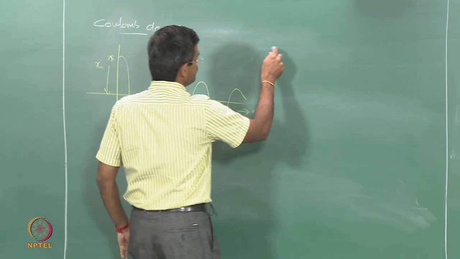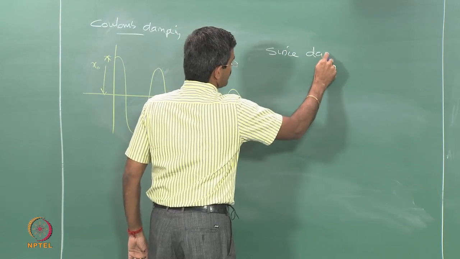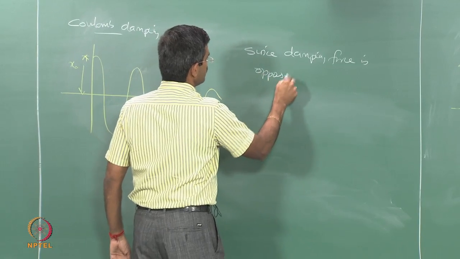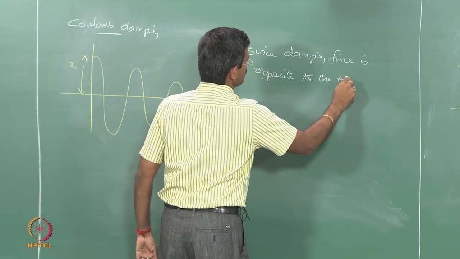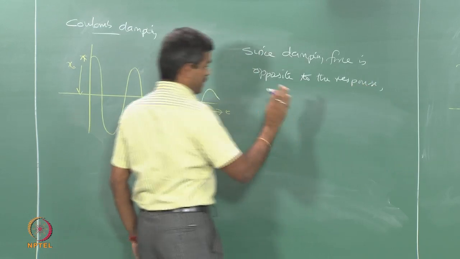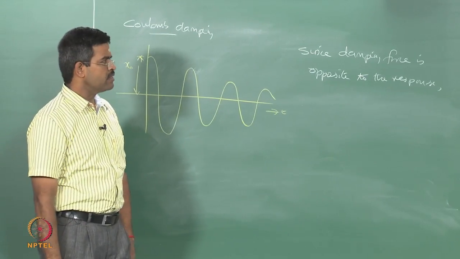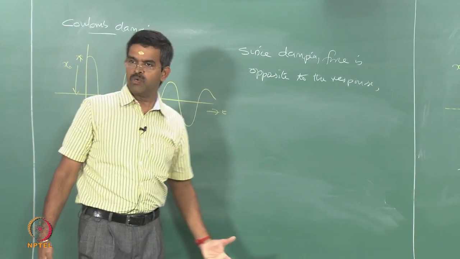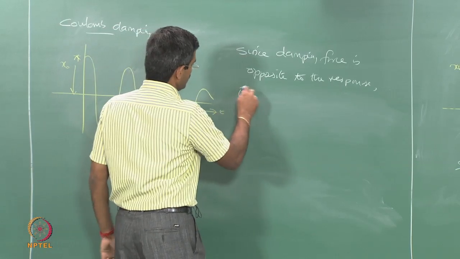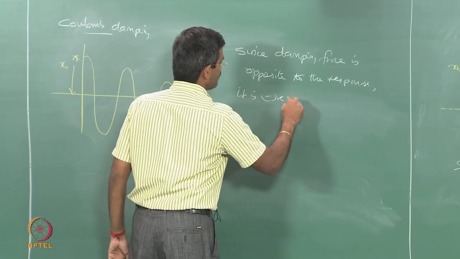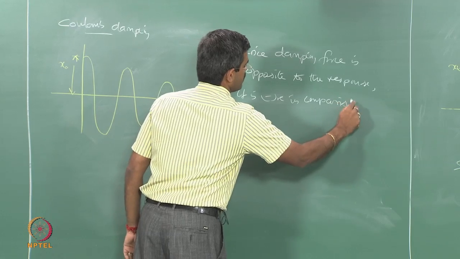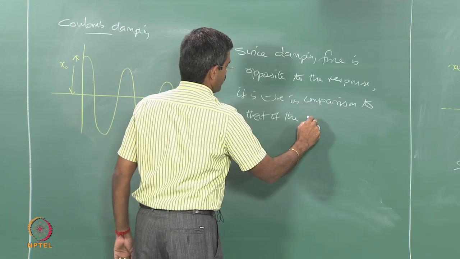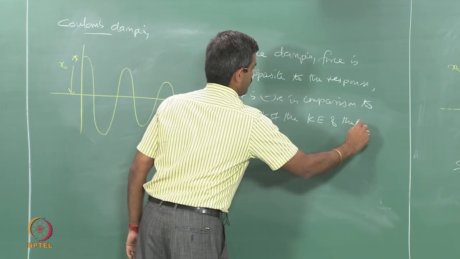Now, since the damping force is opposite to the response, generally there are negative damping also. Generally the damping force will be opposite to the response because it has to bring down the response to the equilibrium state or neutral value. So, it is negative in comparison to that of the kinetic energy of the system.